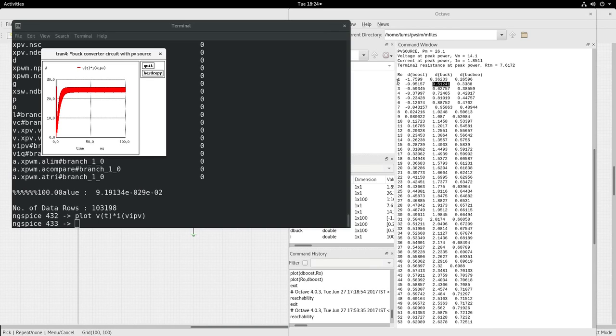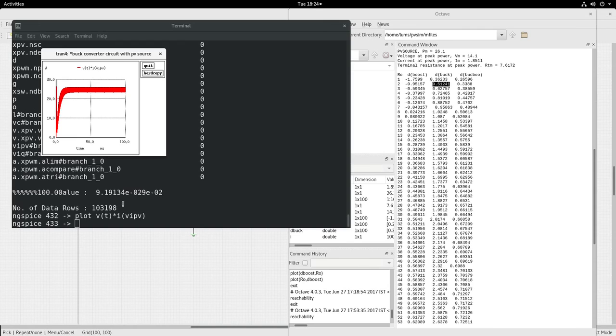So you can always match the duty cycle with the load, such that RT, the terminal impedance seen at the terminals of the PV module, is placed at an operating point which will give maximum power. I will leave it to you to further explore this buck converter circuit and try to get more insight out of it.